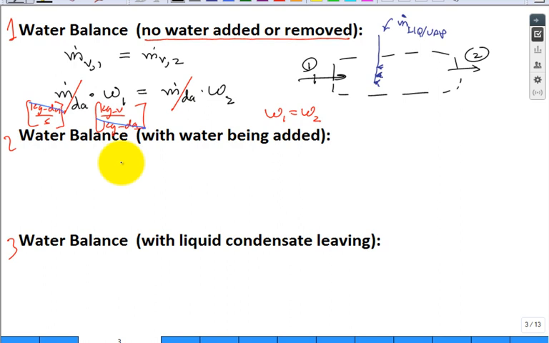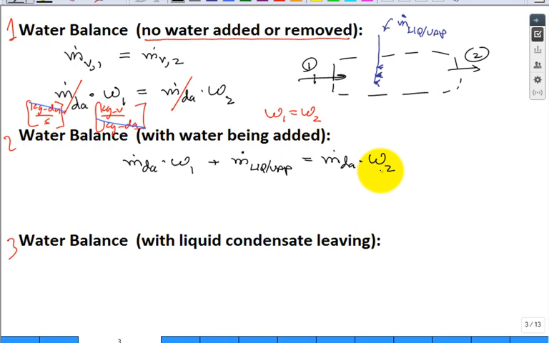So we say, what's an in? The mass flow rate of dry air times omega 1 coming in. Isn't that my mass flow rate of vapor coming in? Yeah. Plus the mass flow rate of either liquid or vapor, whatever is being used to humidify the air, equal to the mass flow rate of dry air times omega 2. Is that a good water balance in your opinion? The 2 ins equal to the 1 out. Make sense?